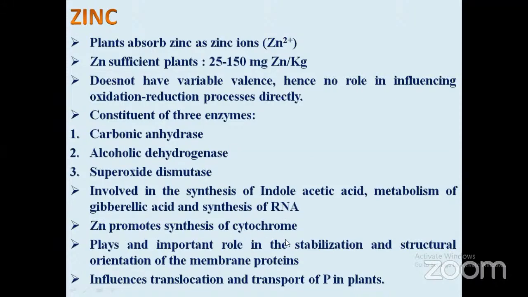Zinc promotes synthesis of cytochrome also, and it plays an important role in the stabilization and structural orientation of membrane proteins. Zinc also influences translocation and transport of phosphorus in the plant. You tell me whether zinc and phosphorus are synergistic or antagonistic. Antagonistic, yes. Zinc and phosphorus, very frequently asked in exams, are antagonistic. Under zinc deficiency, excessive translocation of phosphorus results in phosphorus toxicity. If there is a deficiency of zinc, phosphorus will definitely be more, and there can be phosphorus toxicity also.